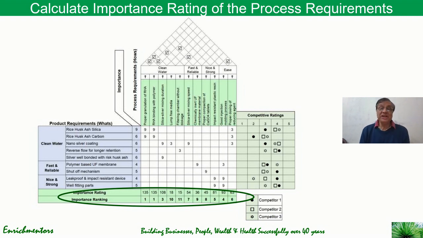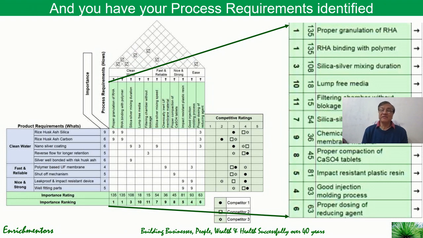With that completed, we now have our process requirements identified, as you see on your screen. On the left-hand side is the importance rating, and on the right-hand side are the process steps. You see that the topmost ranking process requirements are proper granulation of the RHA and RHA binding with the polymer. Then there are other process requirements like silica, silver, mixing duration, etc. So you get an idea, in rank order of importance, of the various process requirements that you can now take forward.